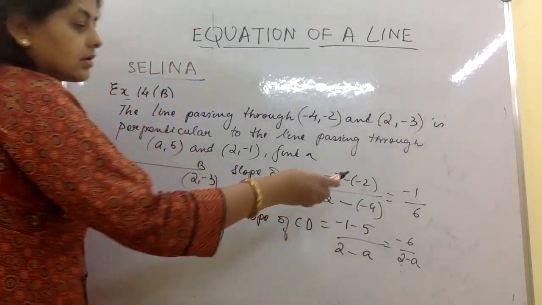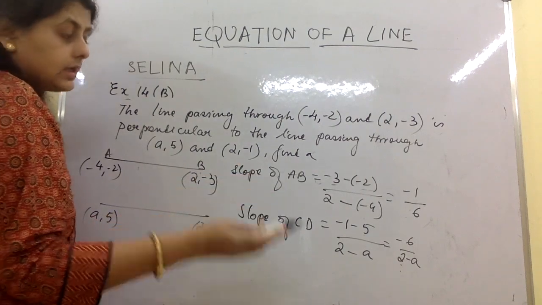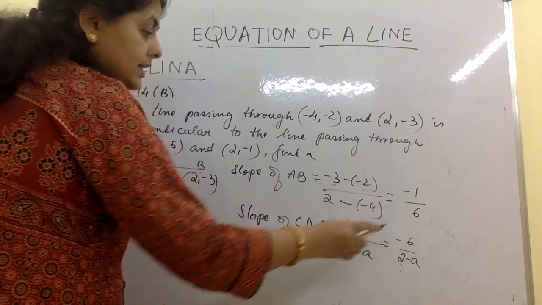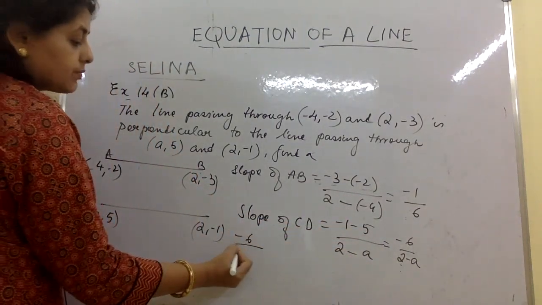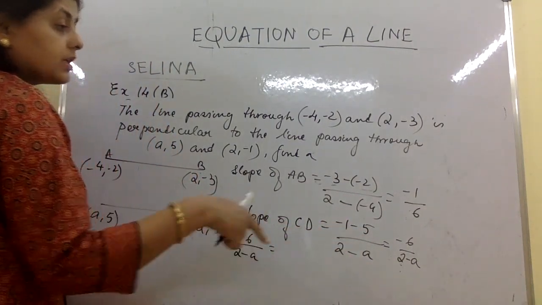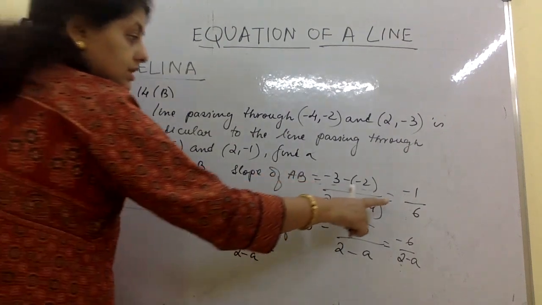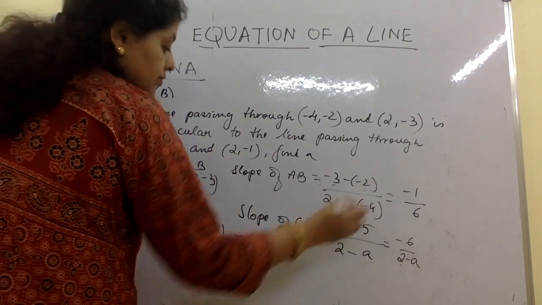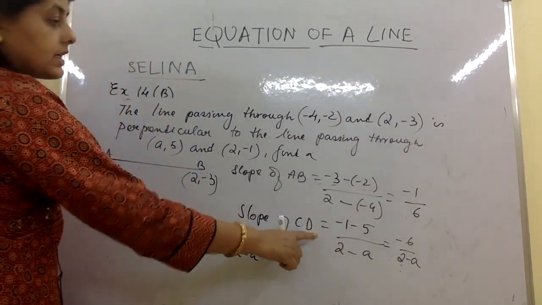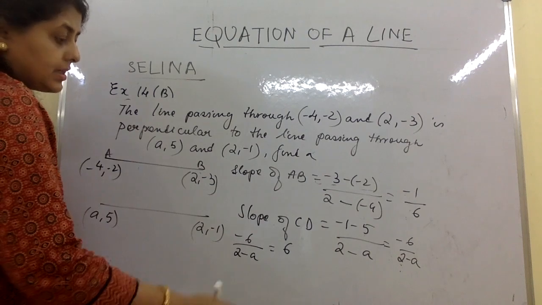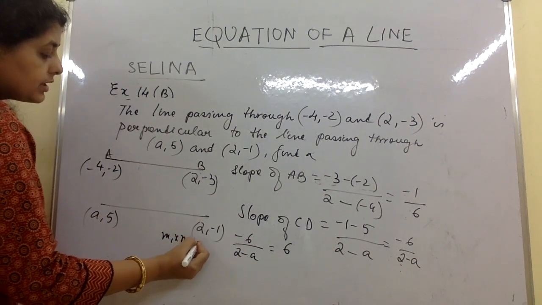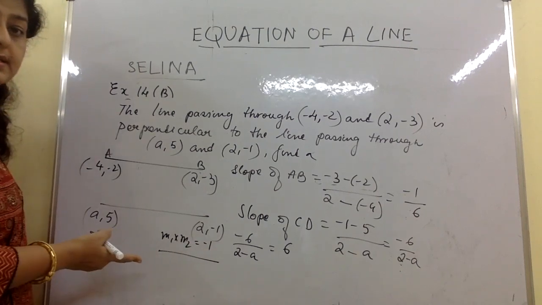The product has to be -1. Now here if it is -1 by 6, then this one slope -6 by 2 A has to be equal to how much? It has to be such a number that the product of this should become -1. So it has to be a 6. Slope of this line has to be a 6. Only then the product is a -1. Okay. So because M1 into M2 is a -1 in case the lines are perpendicular.